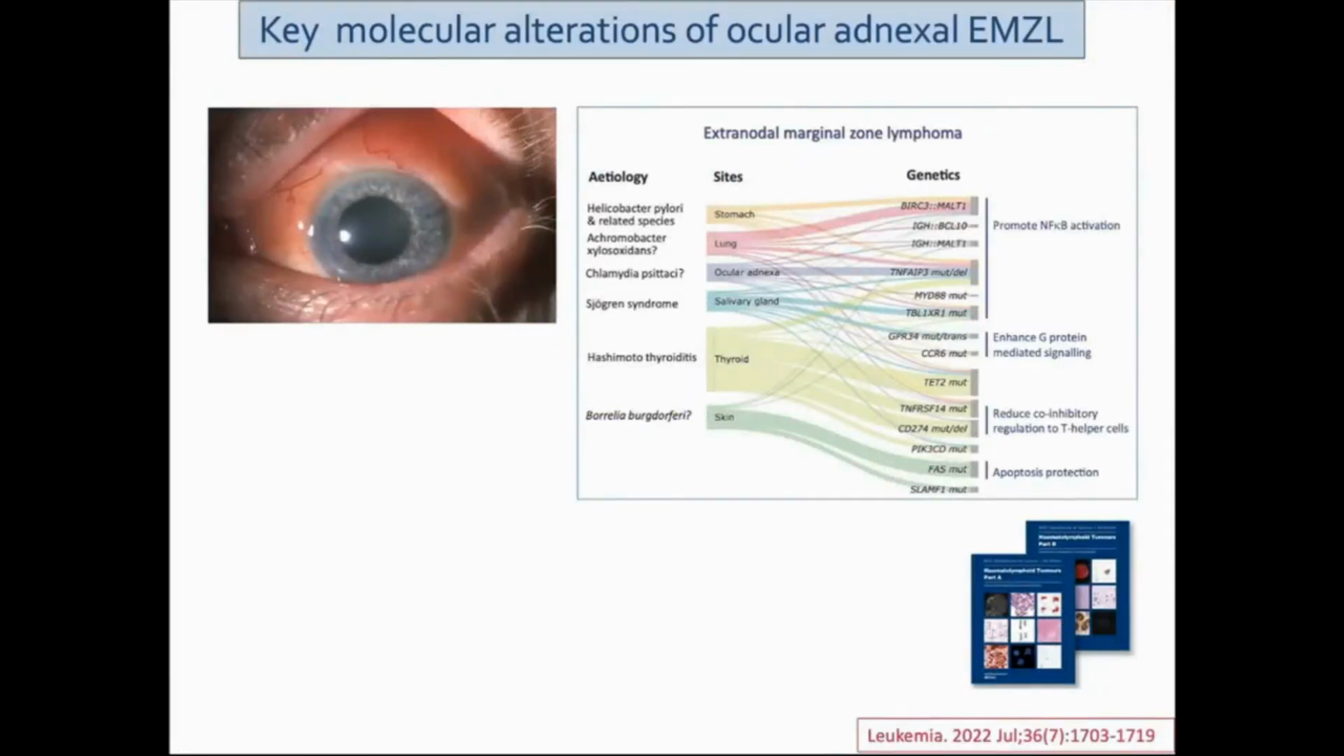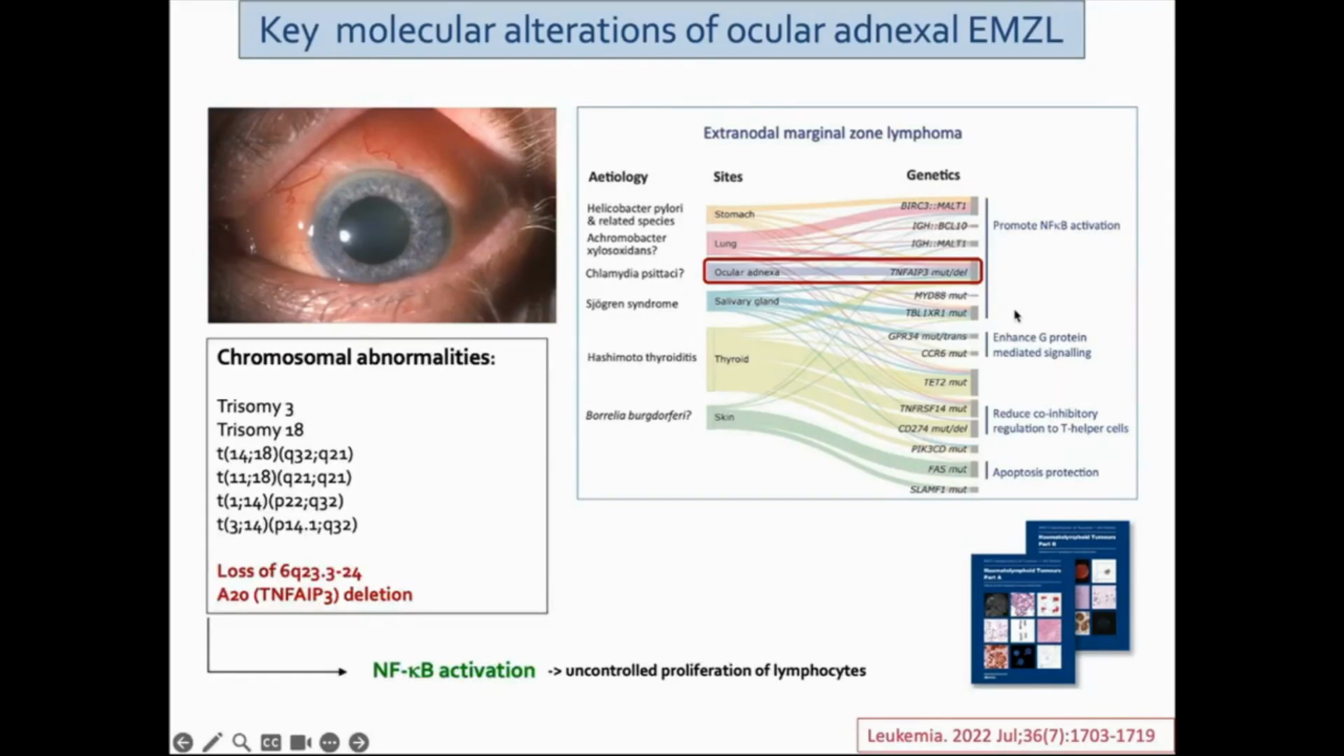A number of people have looked at the different chromosomal translocations and also mutations within MALT lymphomas or extranodal marginal zone lymphomas in different locations, as you can see here. And what is interesting is that there is a specific one that is associated with the ocular adnexa, the conjunctiva, and that is the TNFAIP3 mutation or deletion on chromosome 6. And this leads to the uncontrolled proliferation of lymphocytes as a result of the NF-kappa B activation.